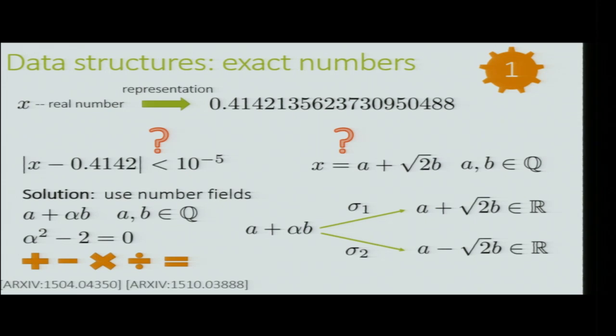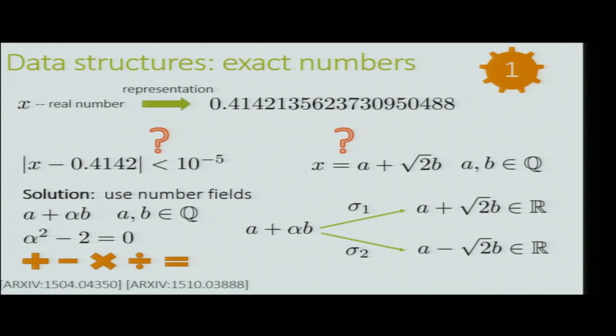Instead, what we do is go to this representation directly, and we use number fields. If you're not familiar with the concept, you can think of elements of number fields as polynomials with some extra relation. A simple example is Q square root 2, defined by the polynomial alpha squared minus 2 equals 0, and all numbers in this number field are of the form a plus alpha b, where a, b are rationals.